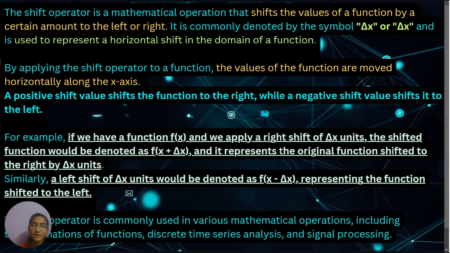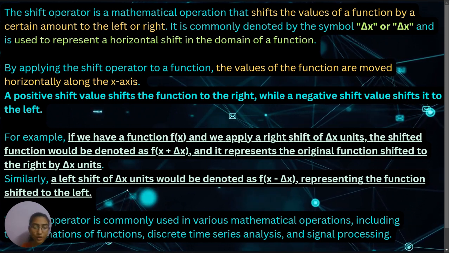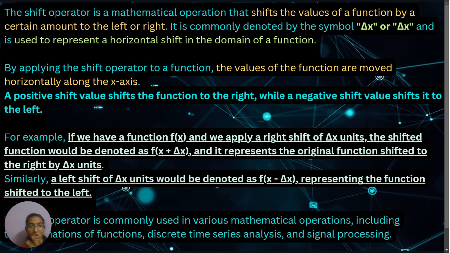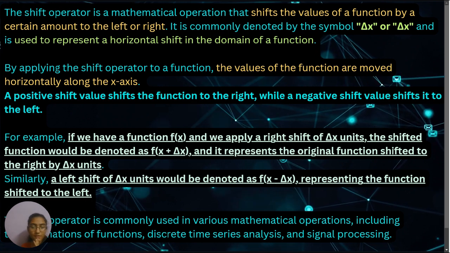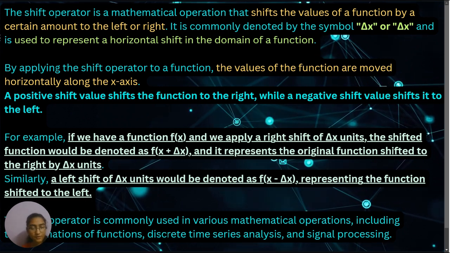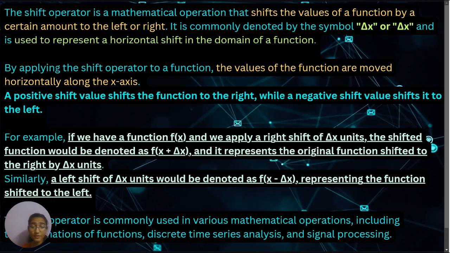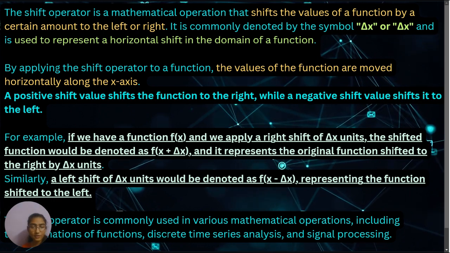By applying the shift operator to the function, the values of functions are moved horizontally along the x-axis. So the shift is along the x-axis, guys. The positive shift of the function is to the right, and negative shift is to the left. For example, if we have a function f(x), we can apply the right shift by delta x units, and that shift function will be denoted as f(x plus delta x), and it represents the original function shifted to the right by delta x units. Similarly, for left shift operator, that will be f(x minus delta x), representing the function as shifted to the left by delta x units.